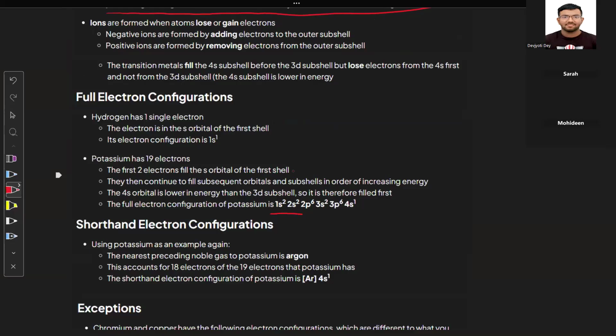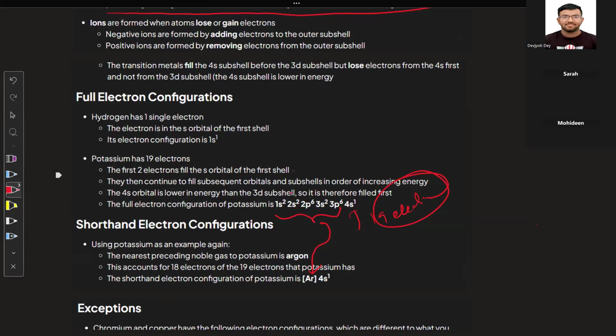Let's say potassium. Look at this electronic configuration right here. Do you see this? 1s2. How many electrons are there in potassium? We can see 1s2, 2s2, 2p6, so that's 10, 12, 18. So we can see there are 19 electrons. Now we can represent this part as argon. Why? Because argon's electronic configuration is equal to this. That means argon has 18 electrons. Did you get what I mean?